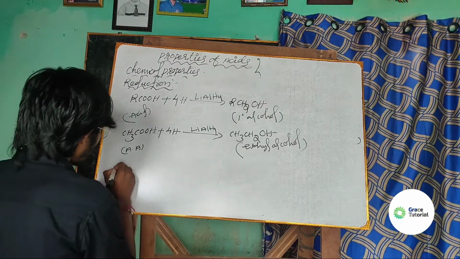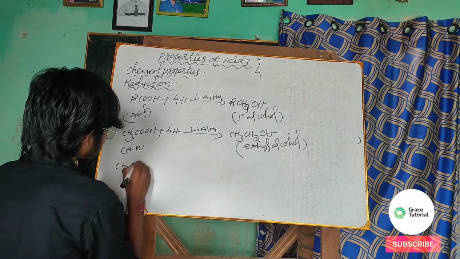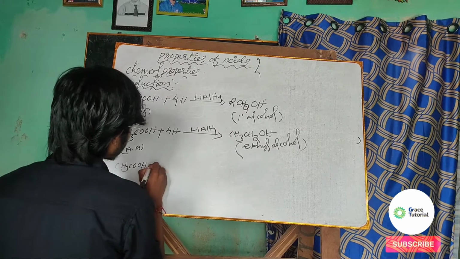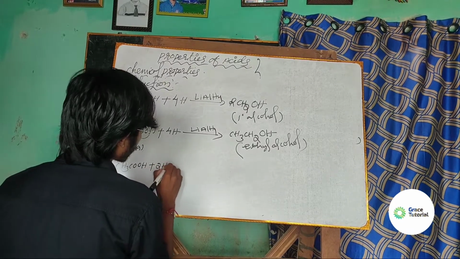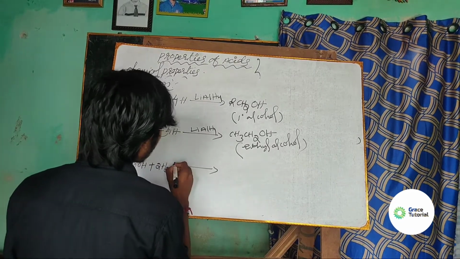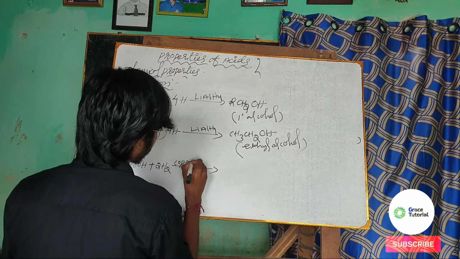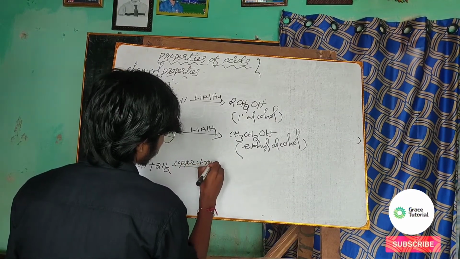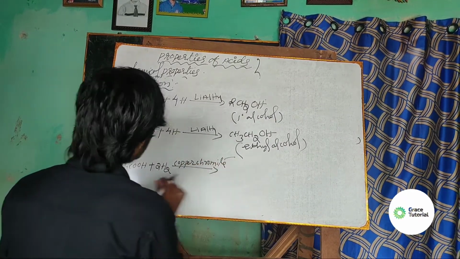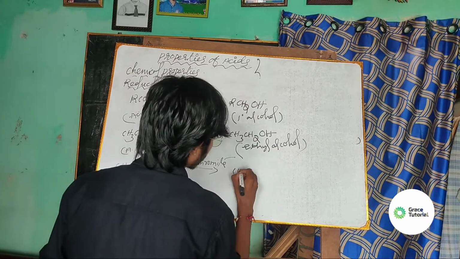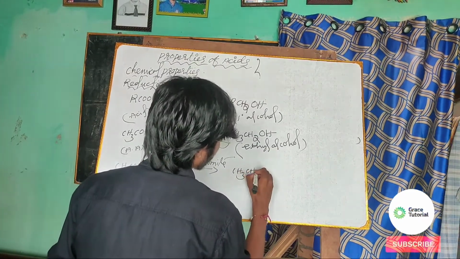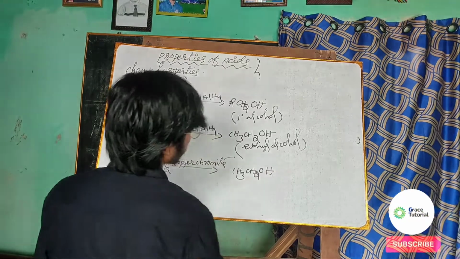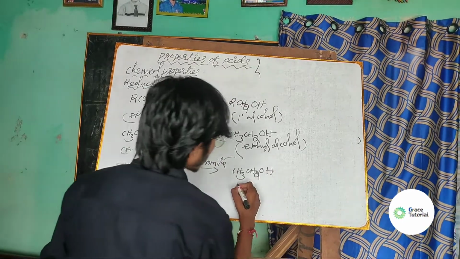In the same way, if the acetic acid gets reduced in the presence of copper chromite, then it gives CH3CH2OH. The same ethyl alcohol is obtained.